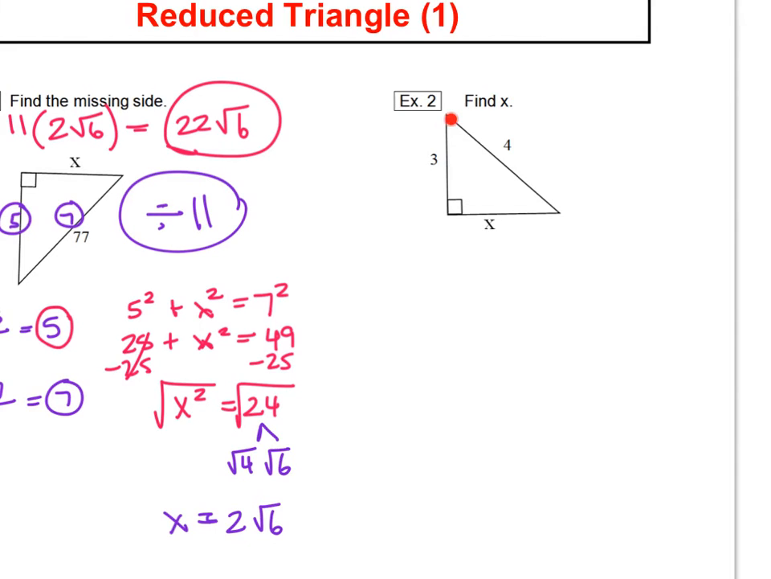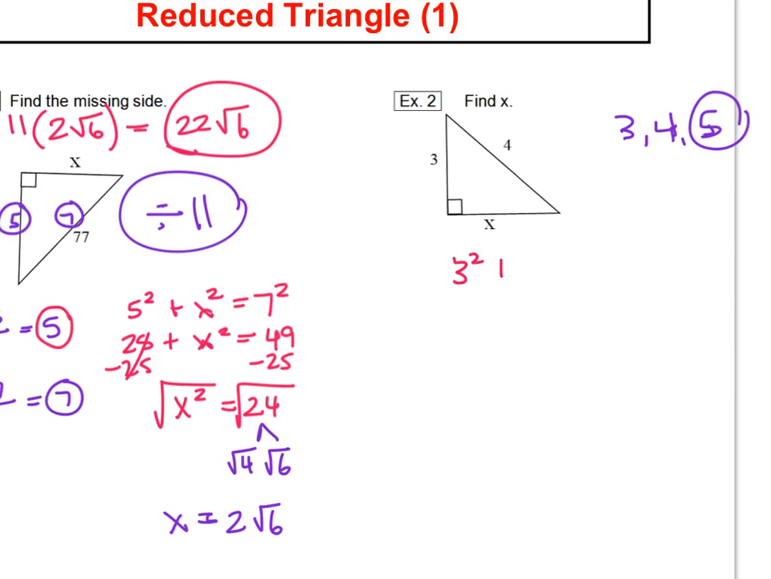This one, we have 3, and then 4 is the hypotenuse. It's really tempting to say that this is a 3, 4, 5 triangle, but remember, in a 3, 4, 5 triangle, 5 would have to be the hypotenuse, which is not the case here. Can we reduce our numbers? Can 3 and 4 be divided by the same number? No. So in this case, we can't reduce the triangle. We'll just go straight to the Pythagorean theorem.